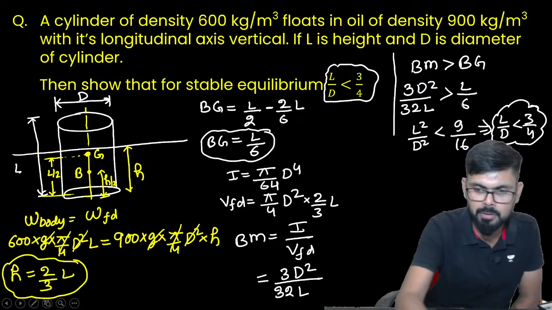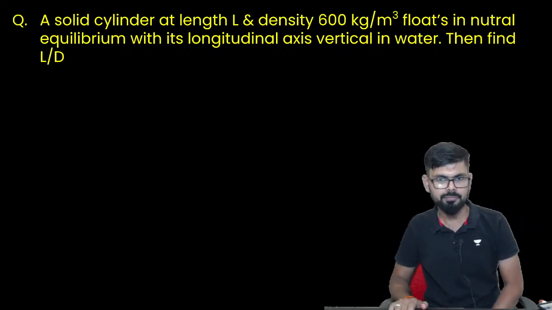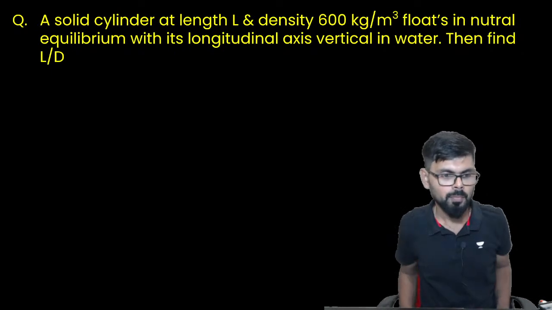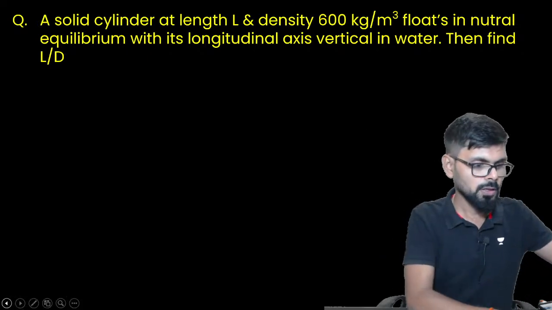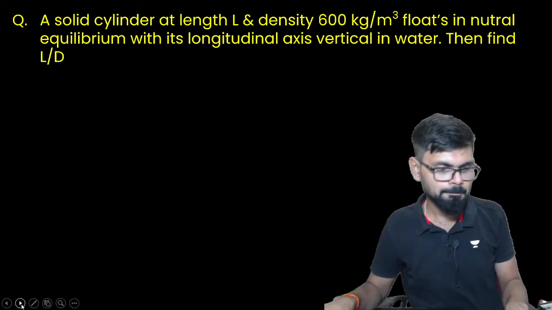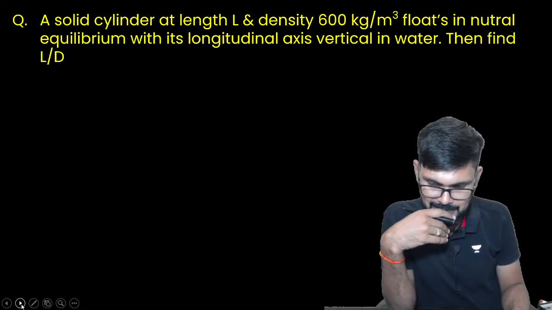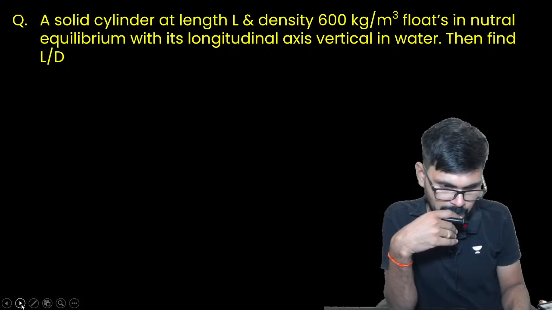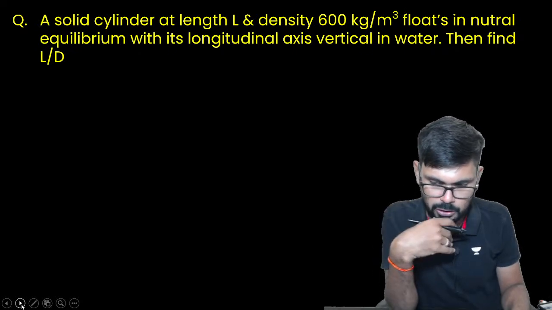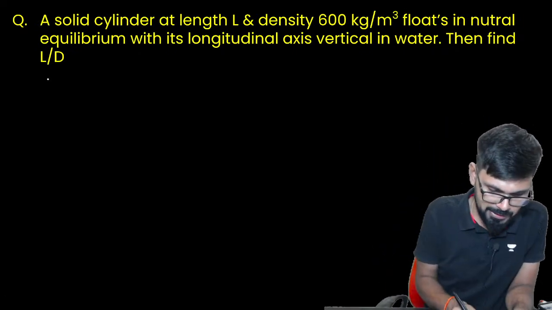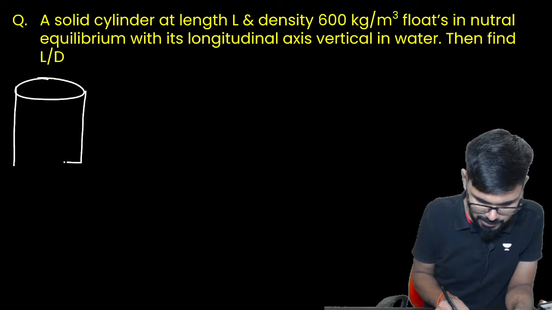Okay, now next problem. This is the last problem for today. Solve it fast beta. A solid cylinder of length L, density 600, floats in neutral equilibrium with the longitudinal axis vertical in water. Then find L by D. So let's see, exactly similar problem beta. Exactly similar problem.